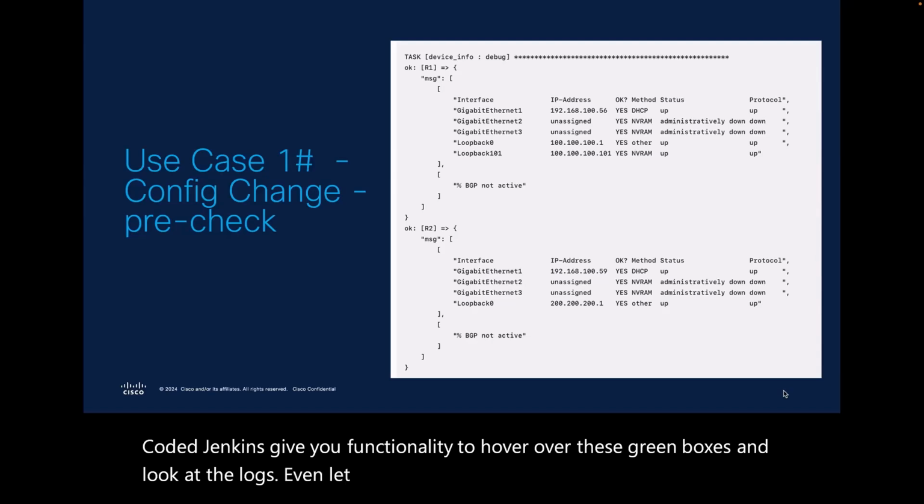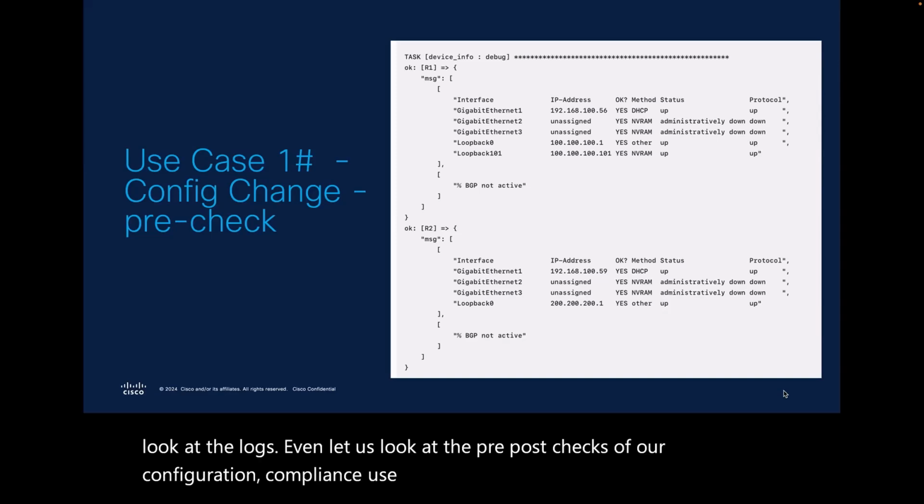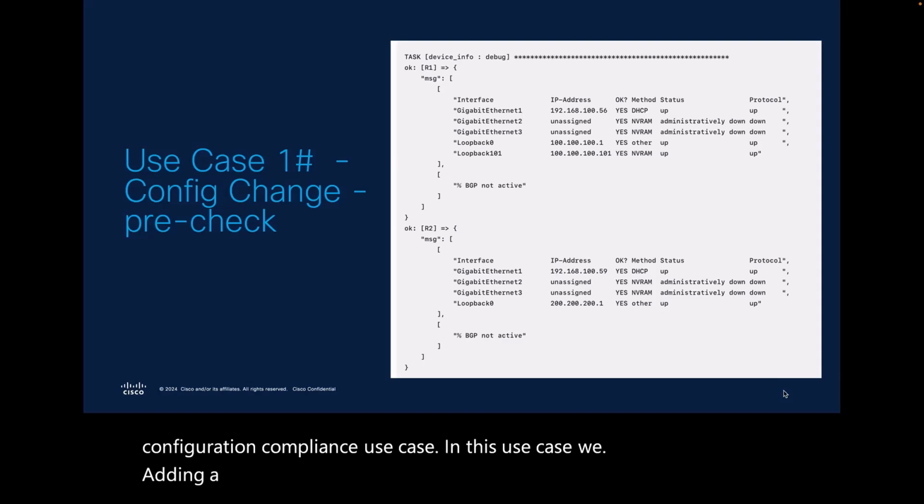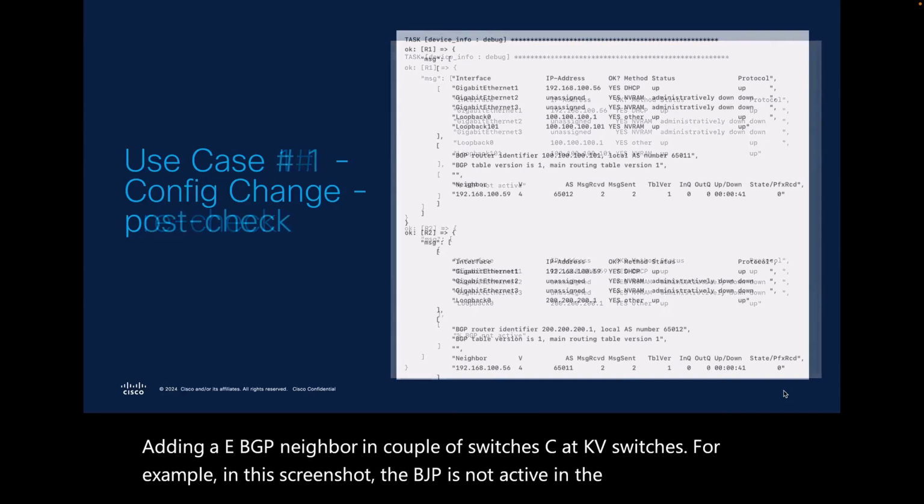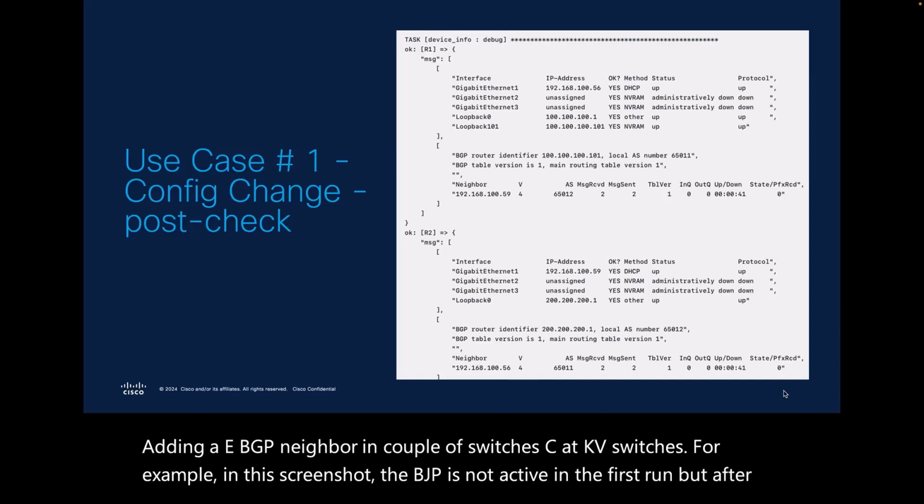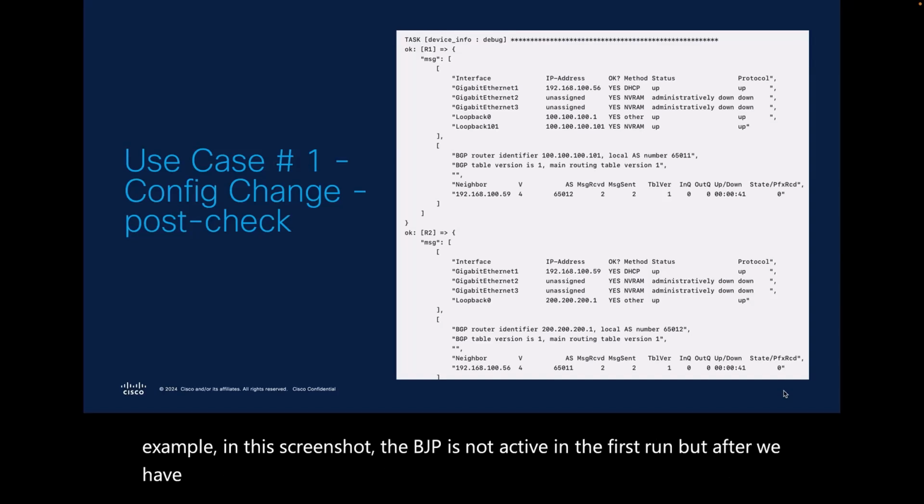Let's look at the pre-post checks of our configuration compliance use case. In this use case, we are adding an EBGP neighbor in a couple of switches, C8KV switches for example. In this screenshot, the BGP is not active in the first run. But after we have successfully executed the pipeline, we can see BGP configuration available in both the routers.